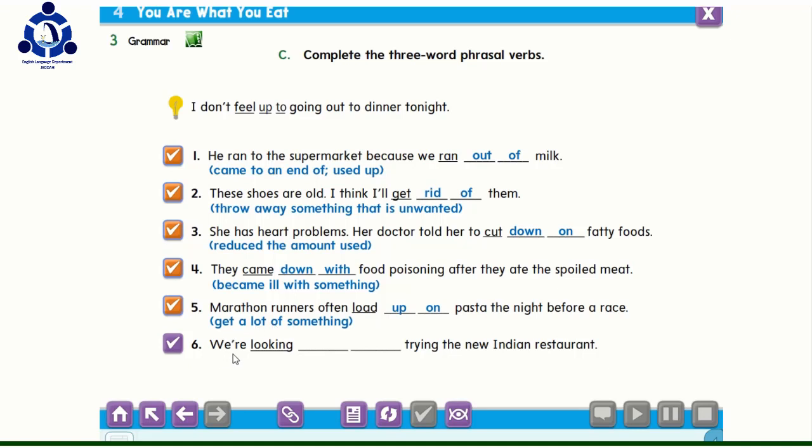Look at, we're trying the new Indian restaurant. They are happy and want to try it. So we are looking forward to. It means anticipating with pleasure. Anticipating means like waiting. Waiting for something with pleasure, looking forward to.